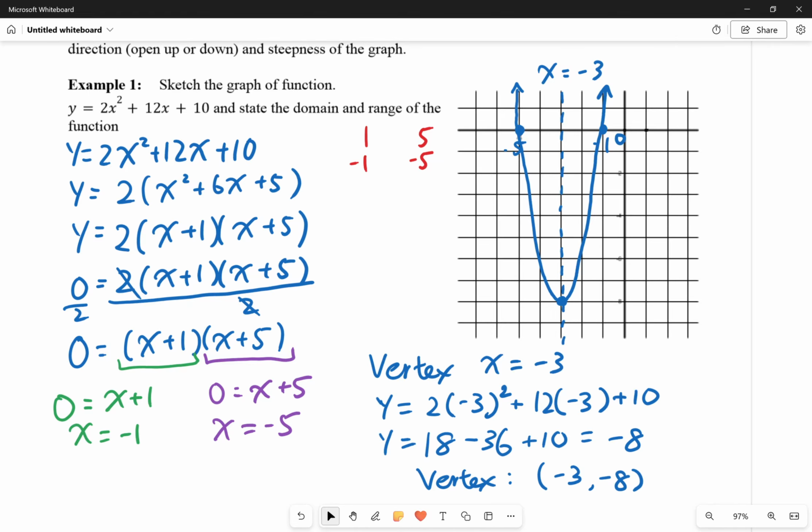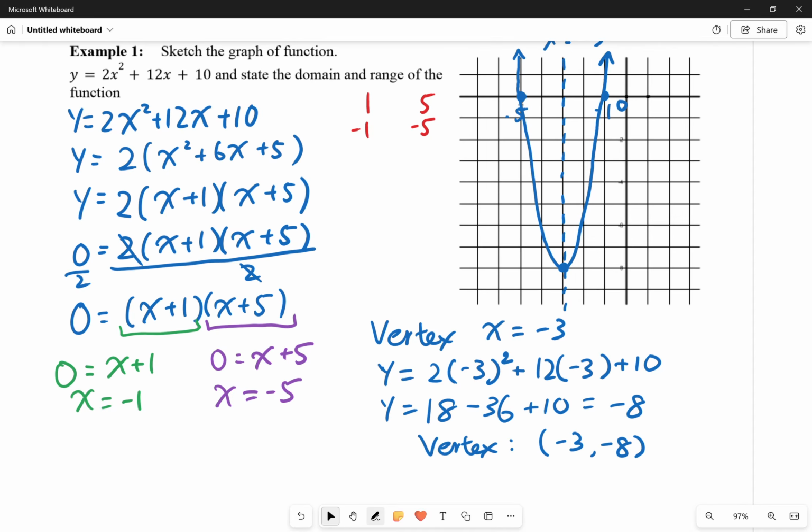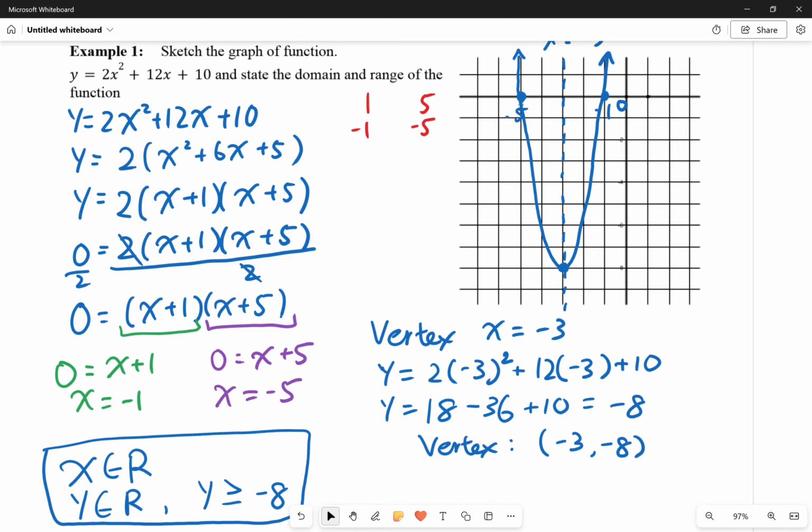And finally, I can state the domain and range of this function. The domain is easy. Domain is always the same: x is in the set of real numbers, unless otherwise stated, or if I give you a word problem. What is the range? Well, range starts off the same: y is in the set of real numbers. Also, y has a minimum here. The minimum is -8, so y has to be bigger than or equal to -8. So I've sketched the graph of the function, and I've used my vertex to determine my domain and range.